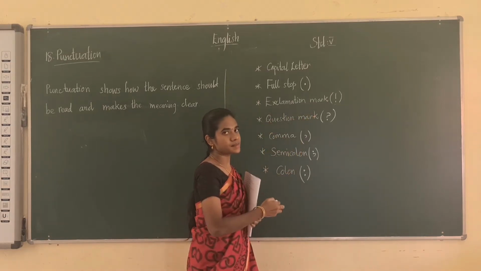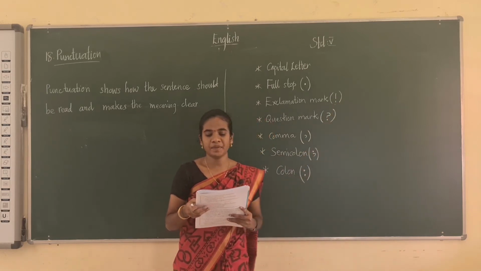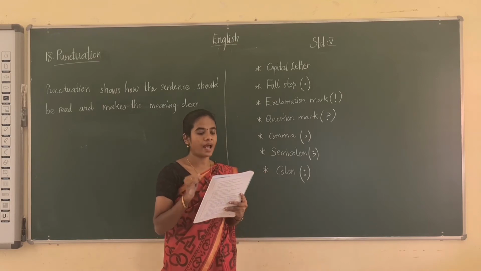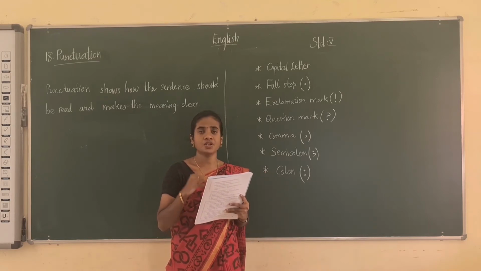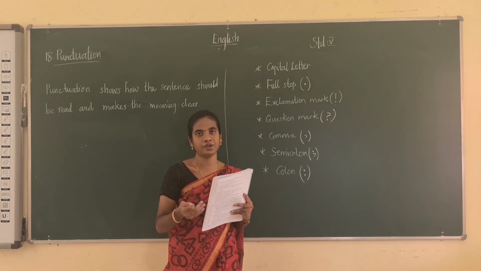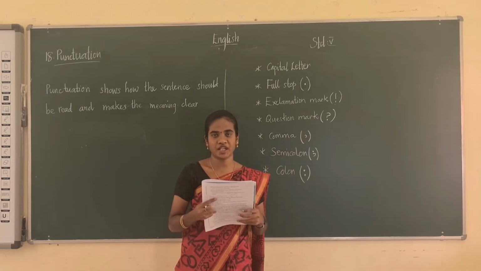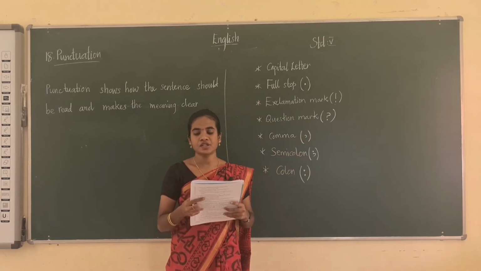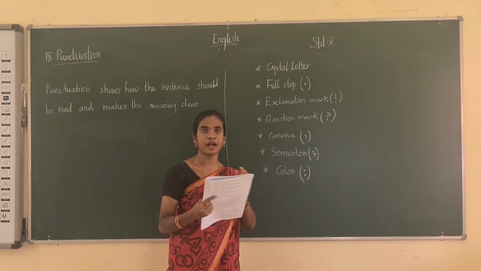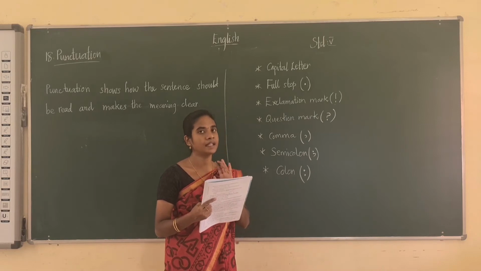Now see, this is the symbol of the exclamation mark. An exclamation mark is used at the end of an exclamatory sentence or after an interjection. Okay, so we have studied a lot of interjection words, no? So you can refer to that. So after the interjection you have to put an exclamation mark to express strong emotions. Okay, so we use the exclamation mark at the end of exclamatory sentences and also after an interjection.